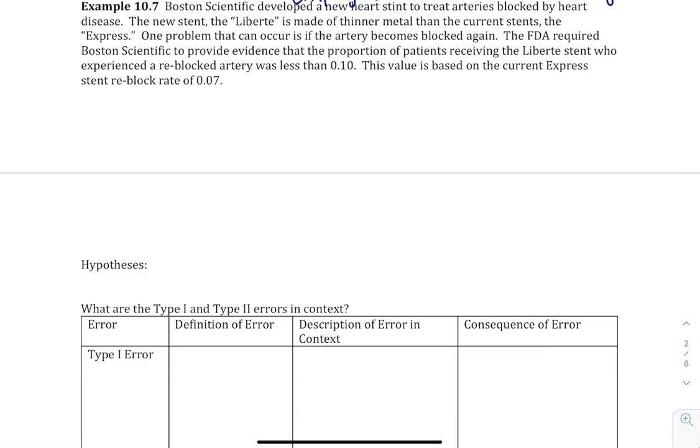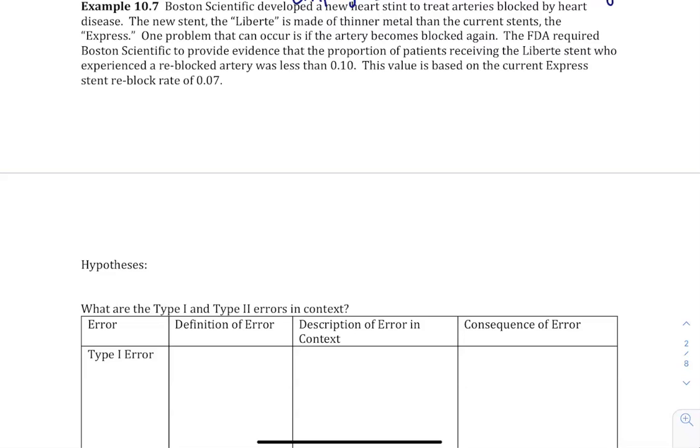We look at example 10.7, we look at this new heart stent used to treat arteries blocked by heart disease. So this new stent, the Libert, maybe, I'm not sure how you pronounce it, is made of thinner metal than the current stents. And apparently I don't know how to spell stent because I have an INT and an ENT. One of those is right and one of those is wrong.